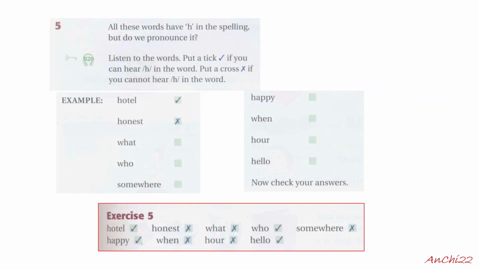5. Hotel. Honest. What? Who? Somewhere. Happy. When. Hour. Hello.